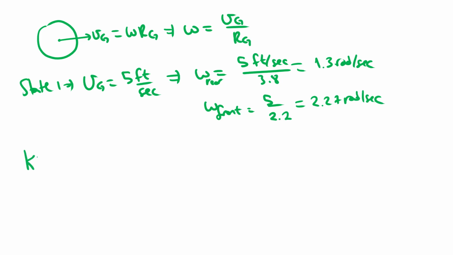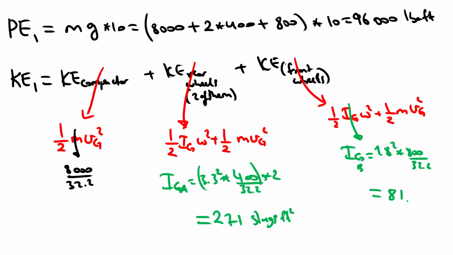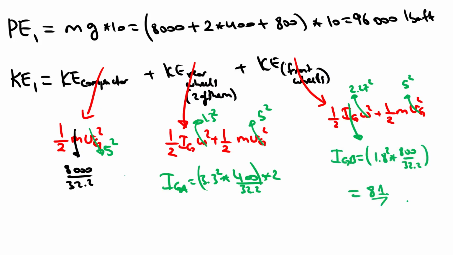Okay, so that means the kinetic energy at 1 will be equal to 1/2 times the translational term with 5 squared, plus the terms for the rear wheels with 1.3 squared, and the front ones with 2.27 squared, and then again 5 squared. Let's calculate them one by one.